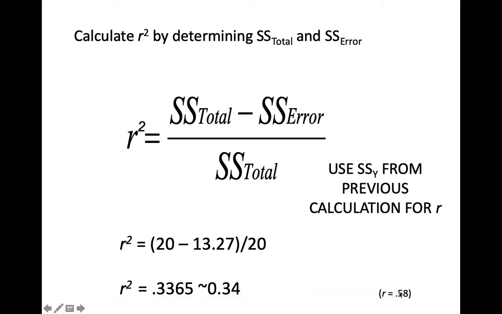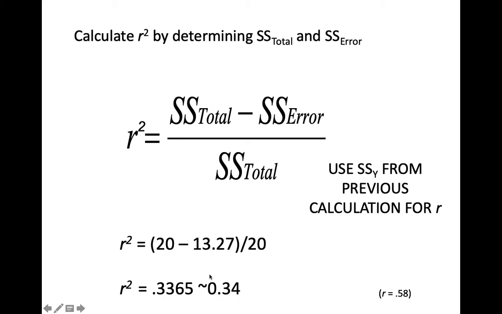You should notice, of course, that we could just take our original correlation coefficient, 0.58, and square it. If you square 0.58, you should get a number very, very close to 0.3365. I think it's like 0.3364. So that's just a double check on your math. You can ask, did I calculate r squared accurately using this method? You can check your math by just taking your correlation coefficient and squaring it, and those two numbers should be the same.